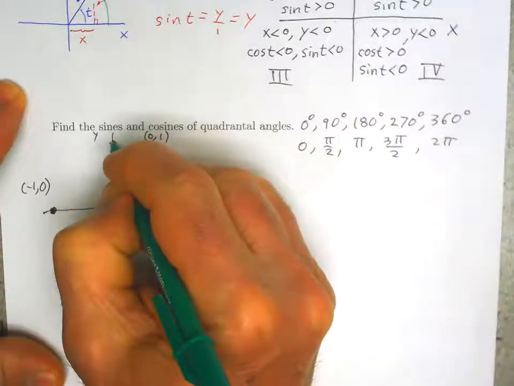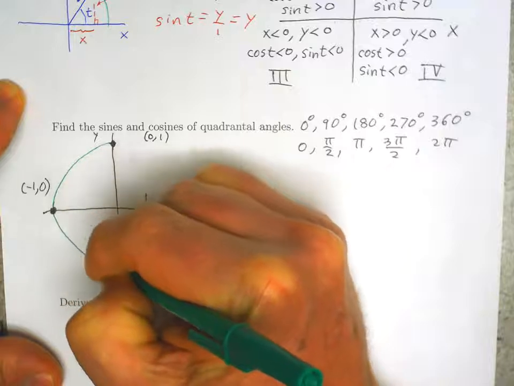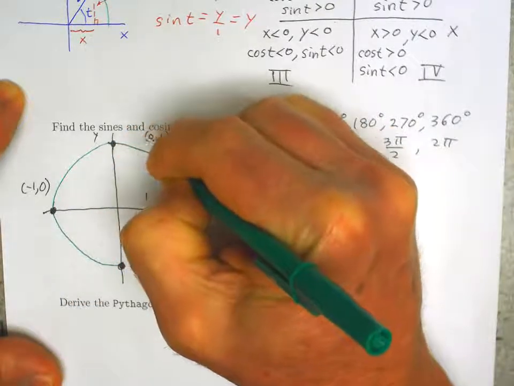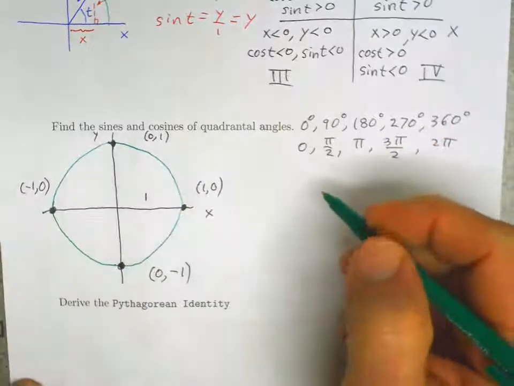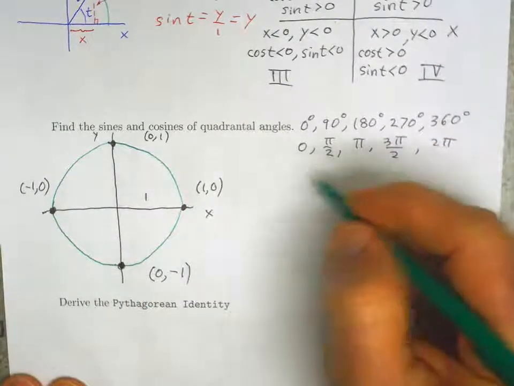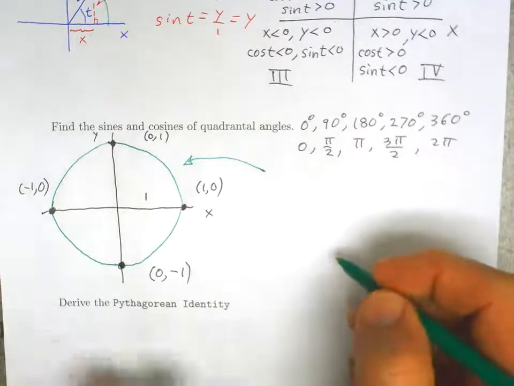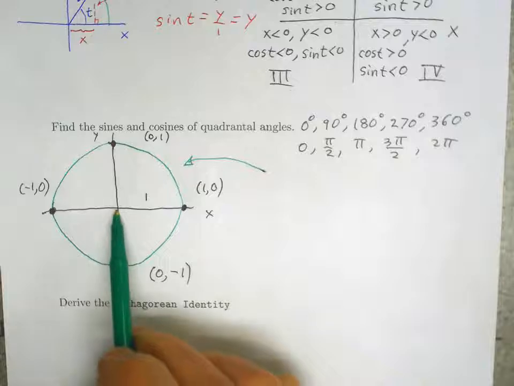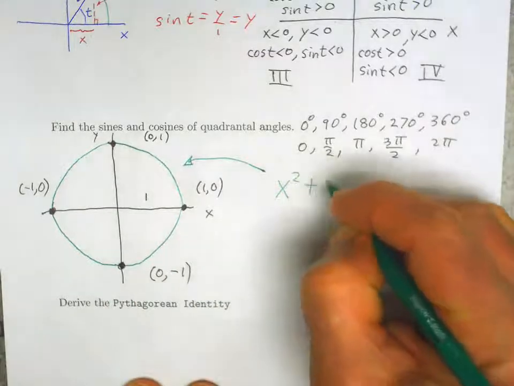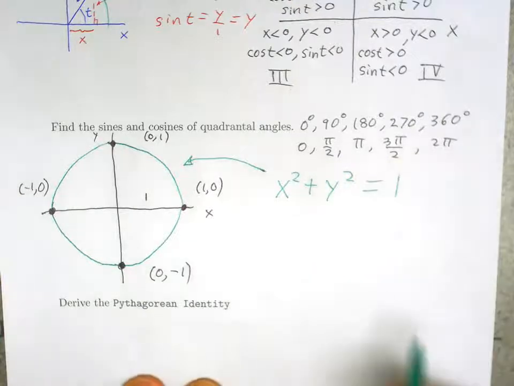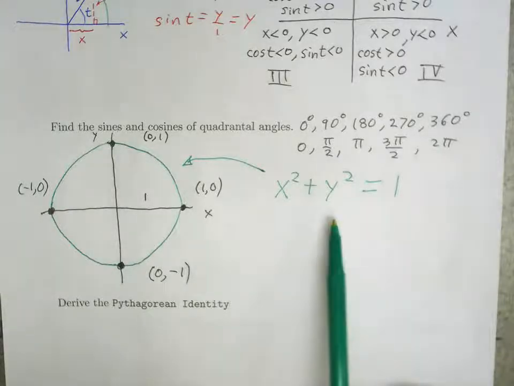So I'll try to draw a circle. Pretend like this is a circle of radius 1. And incidentally, the algebraic equation for that circle centered at (0, 0) with radius 1 is x squared plus y squared equals 1. You might have learned that in an algebra class at some point.